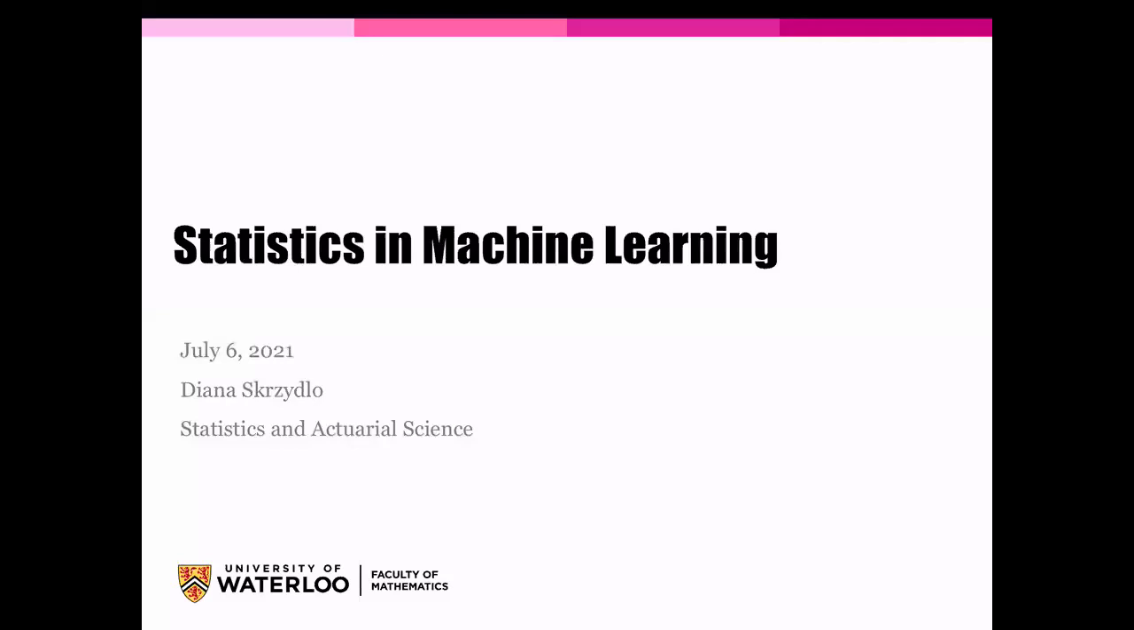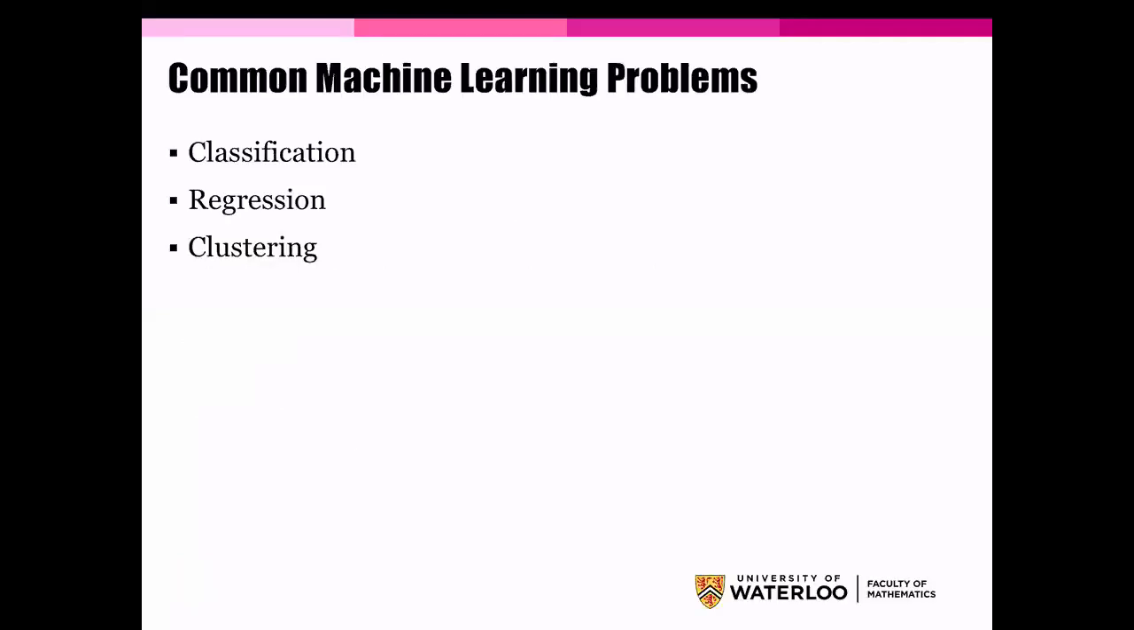And some of the things I'm going to talk about, just a brief outline, are some common machine learning problems. Those are problems that computers can really help solve. They're very broad categories, but these are classification, regression, and clustering.